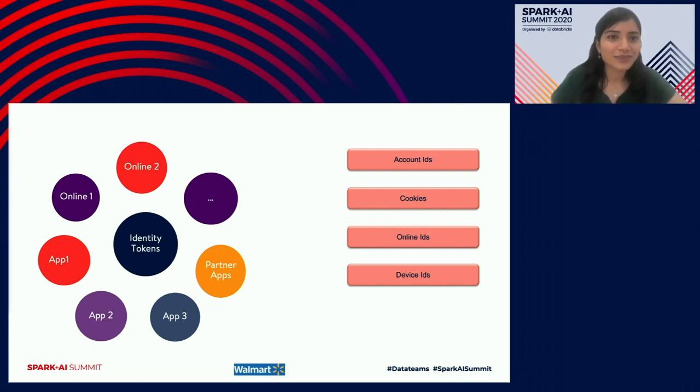Now, why is this even important? Why do we need the unified view of a customer? Because for any business that is customer centric, if they want to personalize the experience of the customer and create meaningful interactions for them, it is very important for them to understand the entire persona of the customer. They cannot afford to work on bits and pieces of information. So for this, identity resolution is very important.